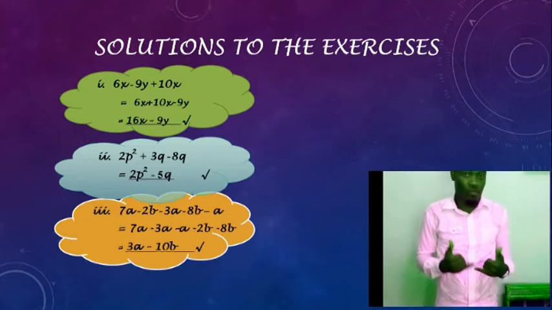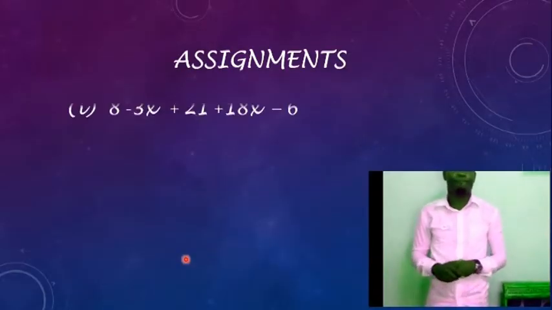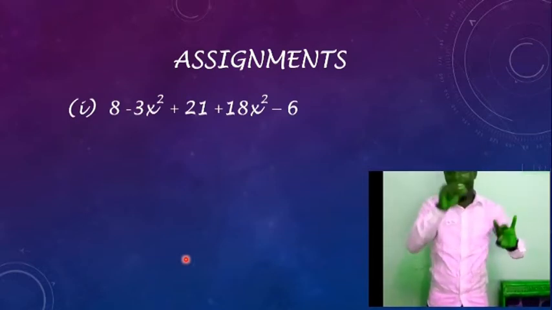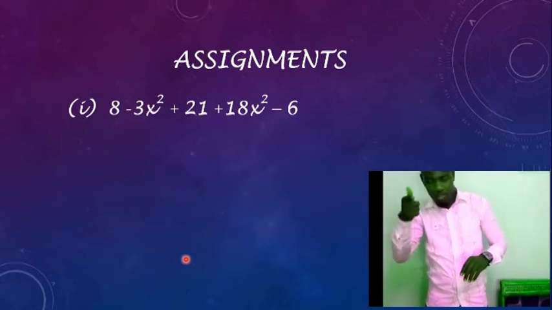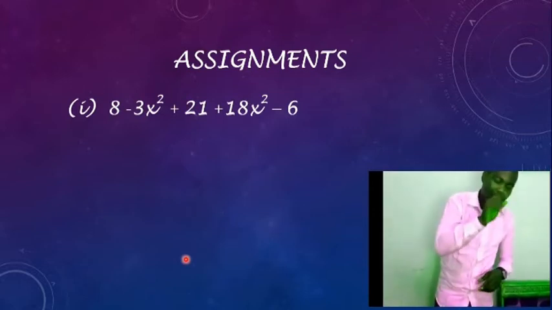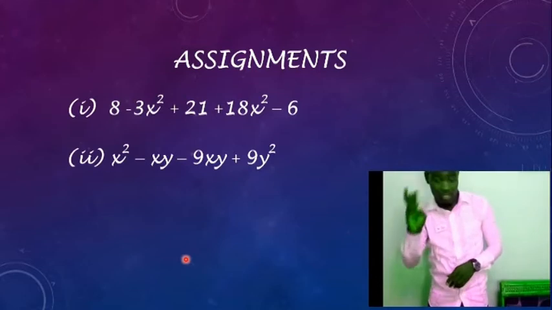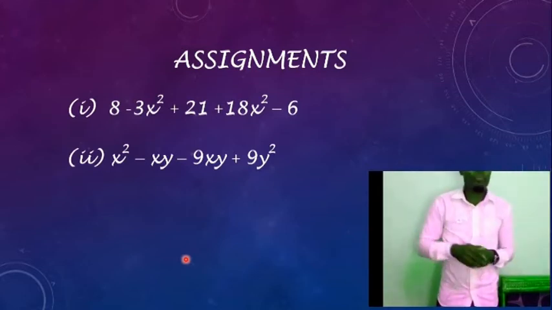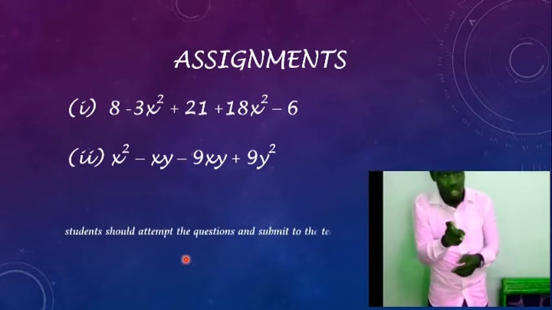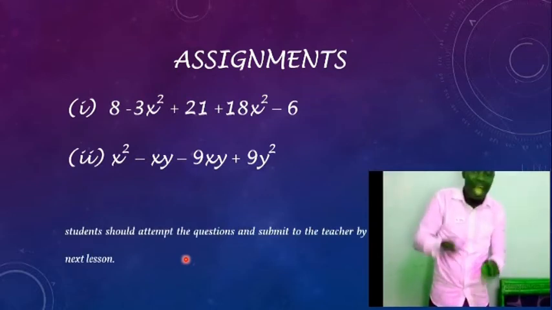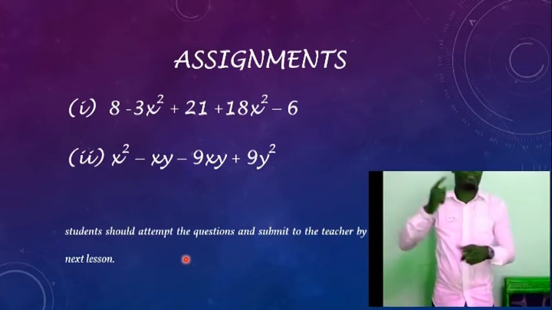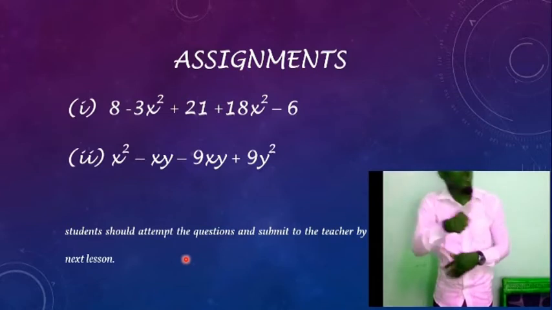Now take this assignment and write them in your notebooks. 8 minus 3x squared plus 21 plus 18x squared minus 6x squared minus xy minus 9xy plus 9y squared. Attempt all questions, simplify them, and submit your responses and answers to the teacher by next lesson.